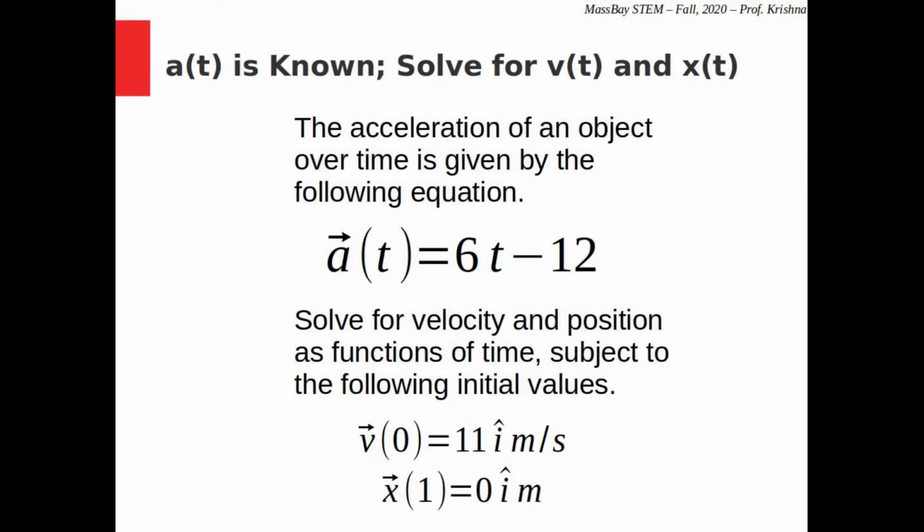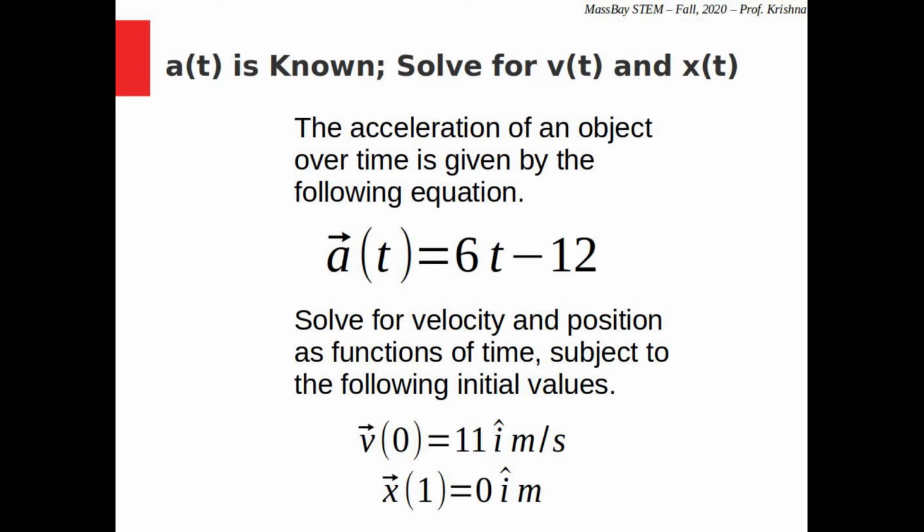Here's another example. The acceleration of an object over time is given by the following equation. Acceleration is equal to 6t minus 12. Solve for the velocity and position as functions of time subject to the following conditions. The velocity at t equals 0 is 11, and the position at t equals 1 is 0.